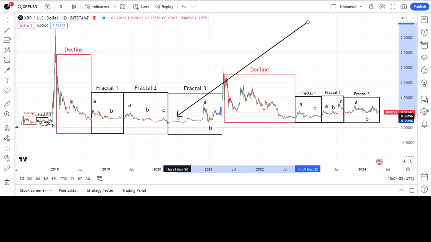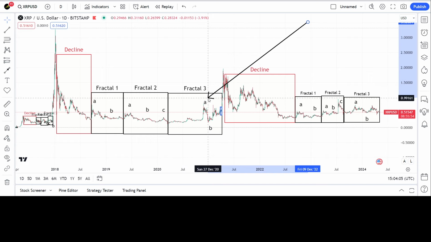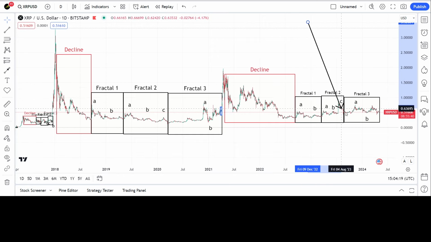In fractal 3, price moves up to a peak, which is part A. It then declines, which is part B. It then recovers from that decline, does another correction, a smaller correction, before entering into the bull run. We have seen this take place over here. Price moved up to a peak, which was part A. It then declined, which I'm calling part B here. It then recovered, and it is doing this correction.